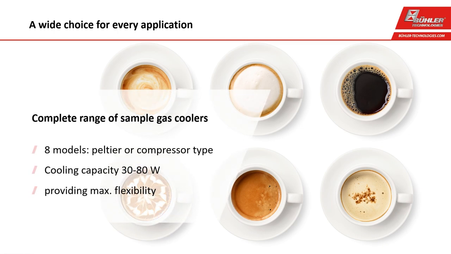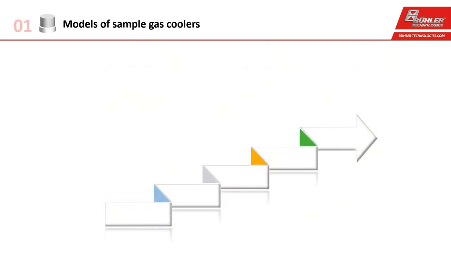We have a complete range of 8 coolers, both Peltier and compressor. A cooling power range of 30 to 80 watts, which is around the maximum power normally necessary for sample gas cooling. Let's take a look at our models of washout-optimized sample gas coolers.